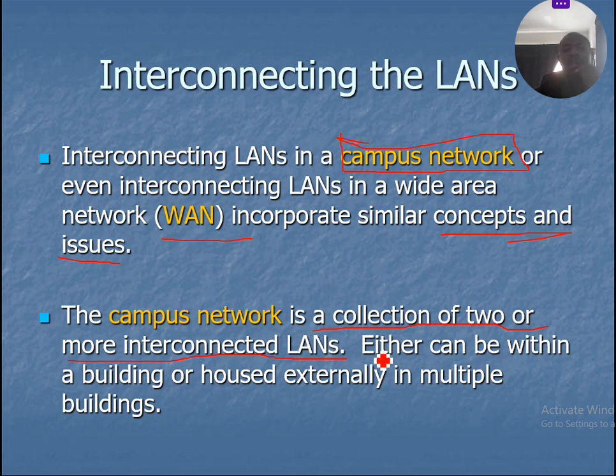It is either a single building or housed externally in multiple buildings. So you can house the local area networks in different buildings, and then you interconnect them together to work together assiduously. And this will create the interconnection of networks that we are talking about. Is that okay? So I think this is just for the introductory part.